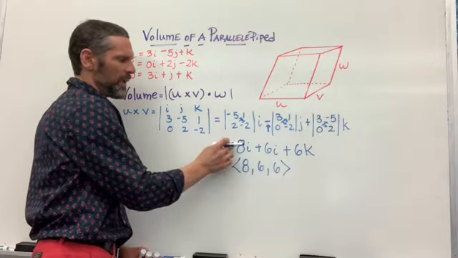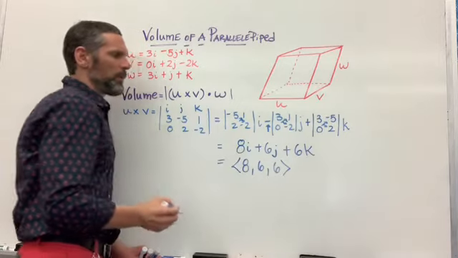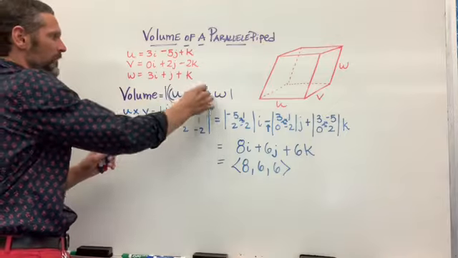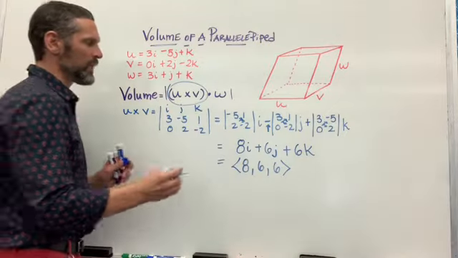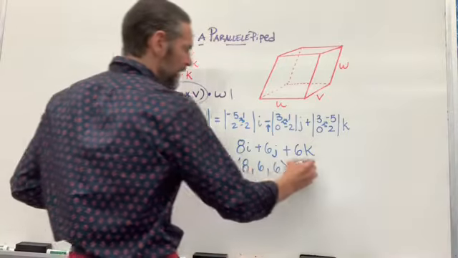Ultimately, I'll get 8i plus 6j plus 6k, which is 8, 6, 6. That is this part of the answer. Now, what I want to do is dot that with the third vector, 3, 1, 1.